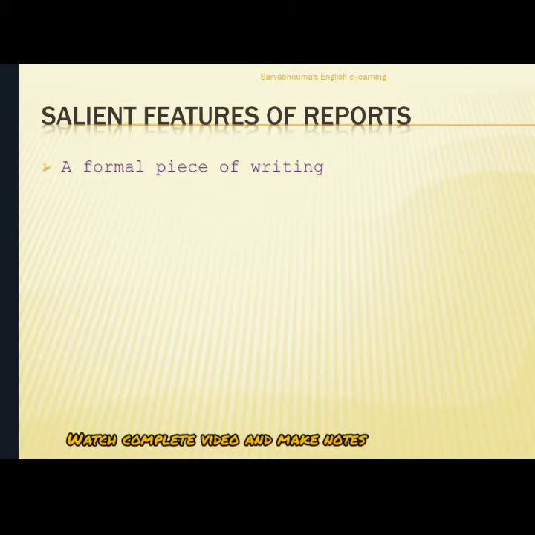A formal piece of writing. A report is a formal piece of writing. It is not a document where one can express his or her ideas or feelings freely. A report is essentially written in accordance with certain rules and norms, and it must contain facts and ideas. So the main point is that it must be in a particular way. The rules and regulations should be maintained.